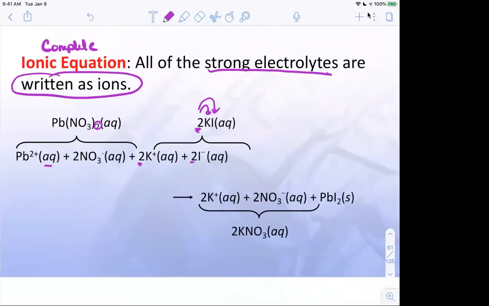Now on the product side, this is a solid, so that stays intact. Only the strong electrolytes are going to be written as ions. Anything that's a solid, a liquid, or a gas, or an insoluble substance, is going to be written as a solid, and it's going to stay intact. So my product is 2 potassium nitrates, so that dissociates into 2 potassium plus ions and 2 nitrate ions. So this is the complete ionic equation, where I write all of the ions that are in solution and the products. The product that is remaining in solution, if there is one, is broken up into its ions, and the product that is the precipitate is going to remain intact as the solid.